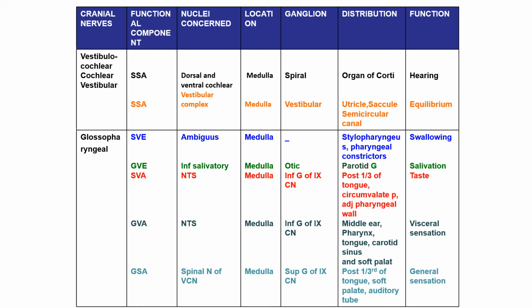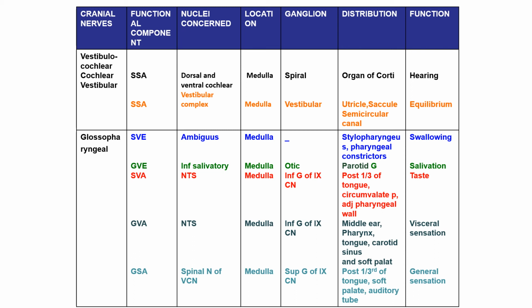The fourth component is the general visceral afferent column. The nucleus concerned is again the nucleus of tractus solitarius, which is located in the medulla. The ganglion concerned is the inferior ganglion of the glossopharyngeal nerve. The fibers are distributed to the middle ear, pharynx, tongue, carotid sinus and the soft palate, carrying the visceral sensation from these regions.